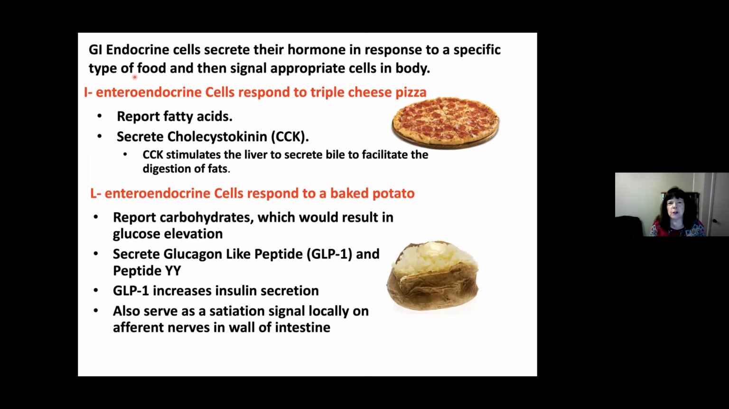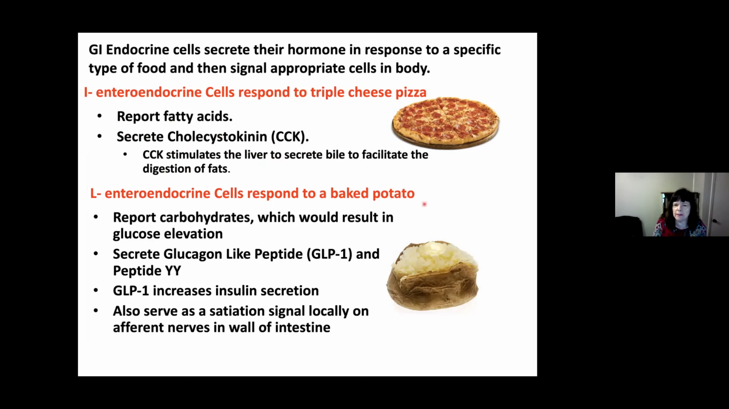If you were to eat a cheese pizza, then there's a special kind of enteroendocrine cell that responds. It senses the fatty acids, and it stimulates it to secrete cholecystokinin. Cholecystokinin, or CCK, will then go to the liver to secrete bile to facilitate the digestion of fats. So it's a very clever way of signaling, oh, okay, you've got some work to do.